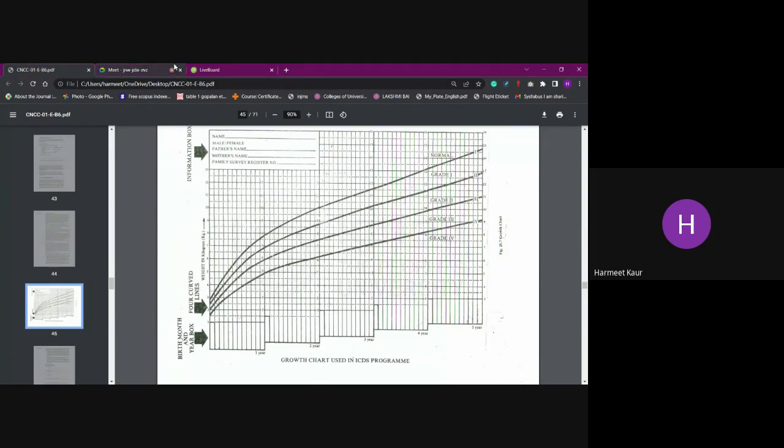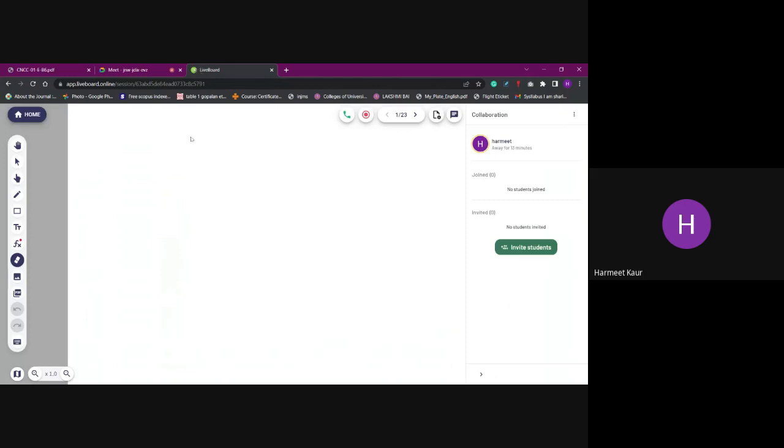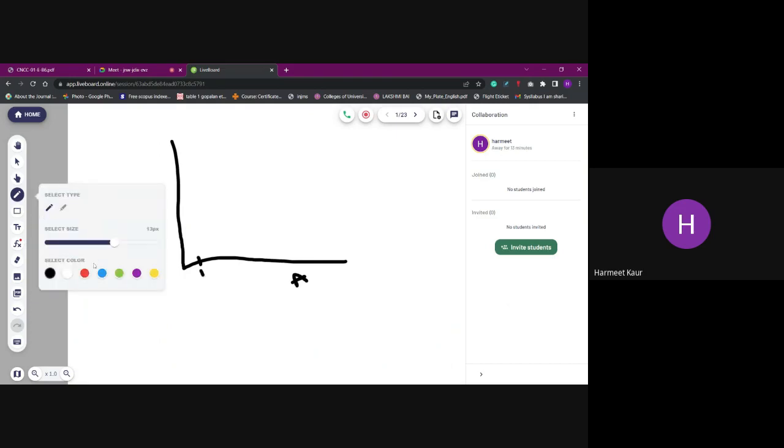I'll just share one more thing with you. Can you see this board? Is this visible to all of you? So let's say that this is the graph. Here you have the age and here you have the weight, W. Let's say that at 1 month of age, this child had 3 kgs of weight. Then next month the mother brought the child and this was 3.5 kg. Then the next month it was, let's say, 4 kg.